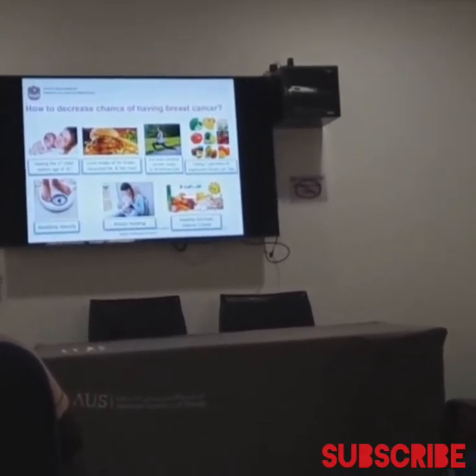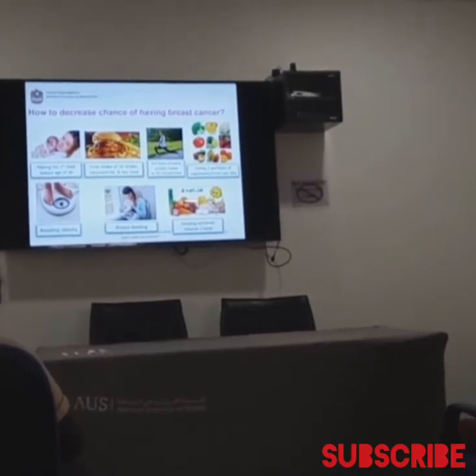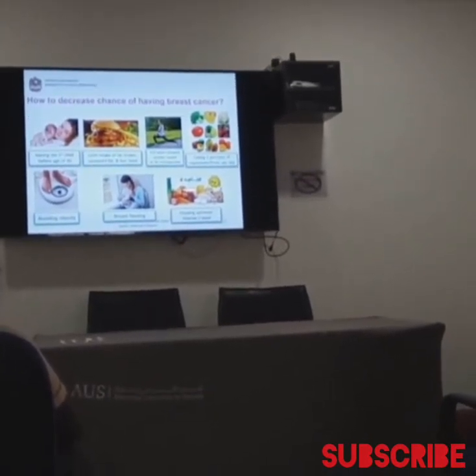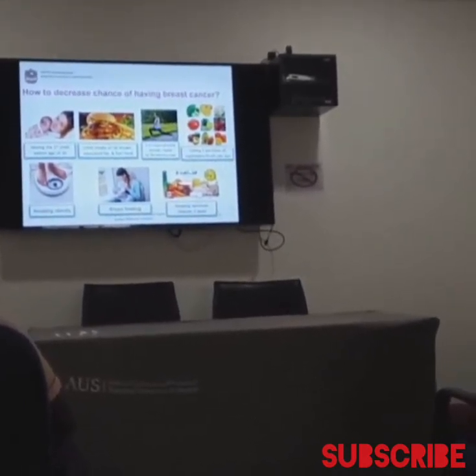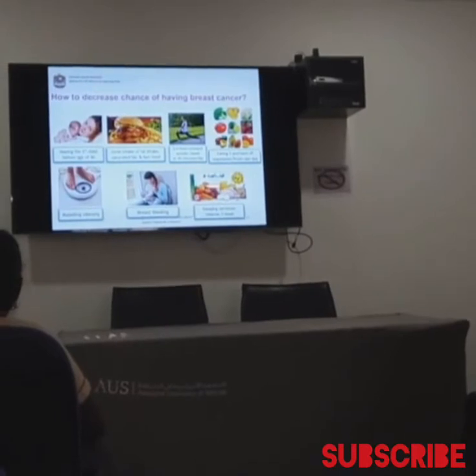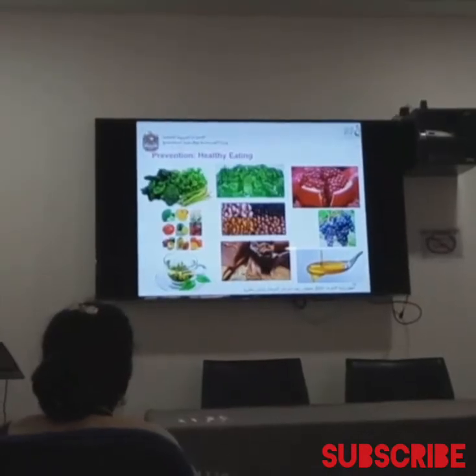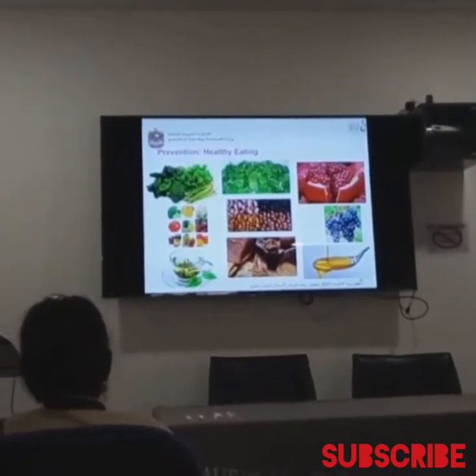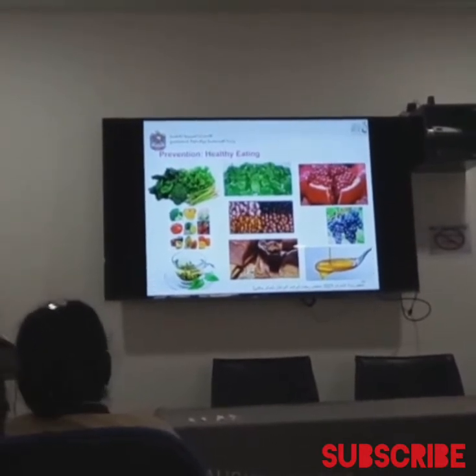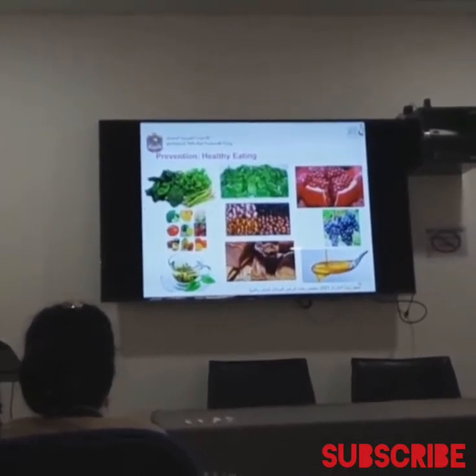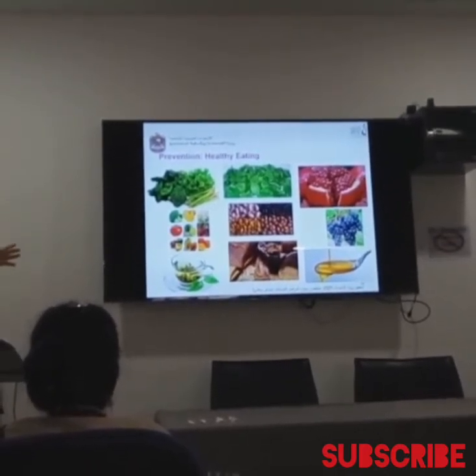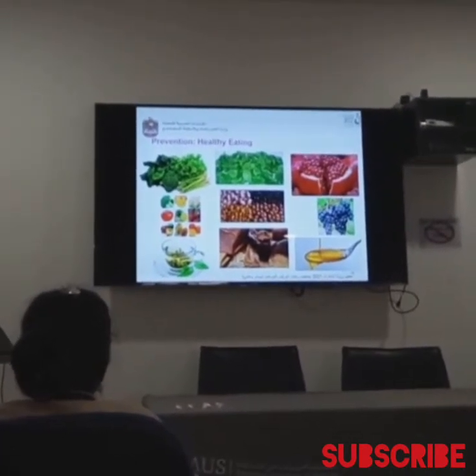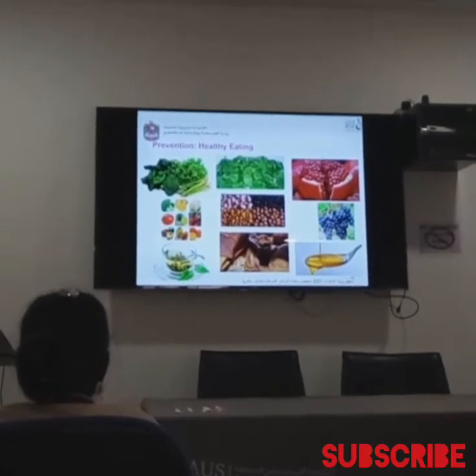If I am overweight or obese, I need to lose weight. Breastfeeding is highly recommended, and we need to take a proper amount of vitamin D, because vitamin D deficiency is a risk for breast cancer. These are healthy foods that are recommended: green tea, pomegranate, legumes, whole grain bread, vegetables, especially leafy vegetables, and broccoli. These foods are very good and can help prevent breast cancer because they have antioxidants.